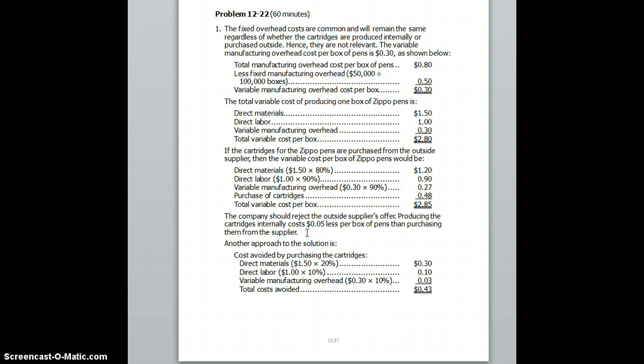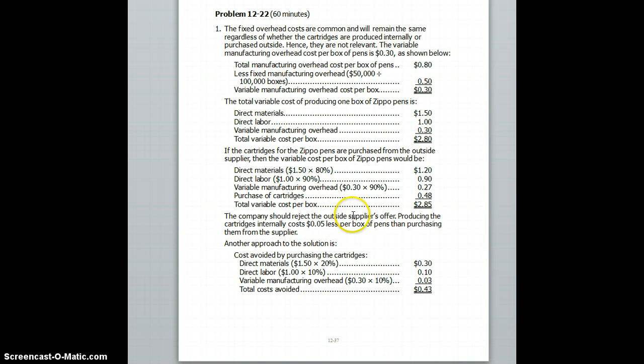The total cost is $3.30. That $3.30 includes fixed manufacturing overhead. First question, should Bronson Company accept the outside supplier's offer? And they want us to show the calculation.